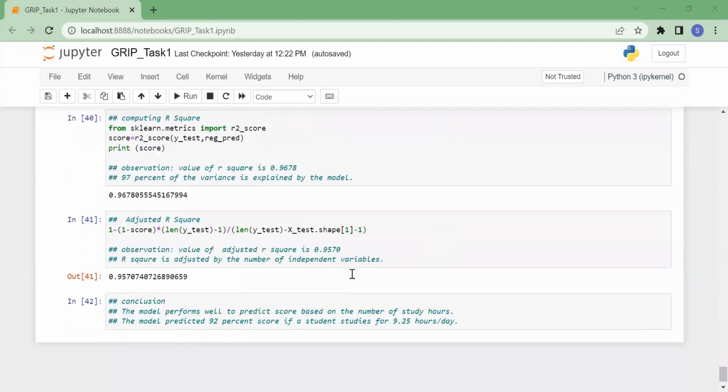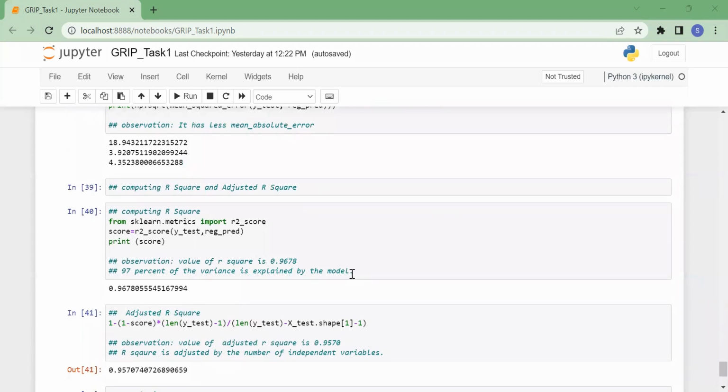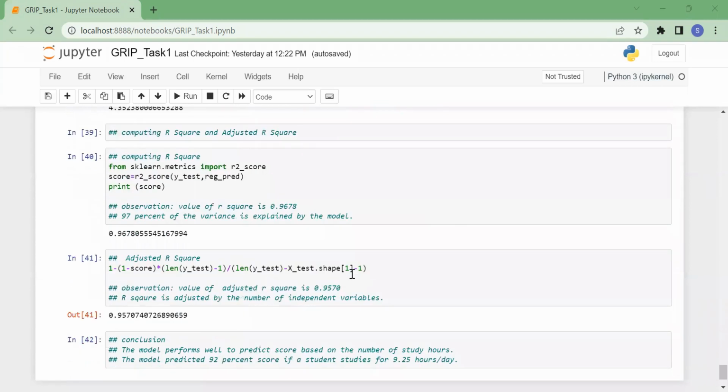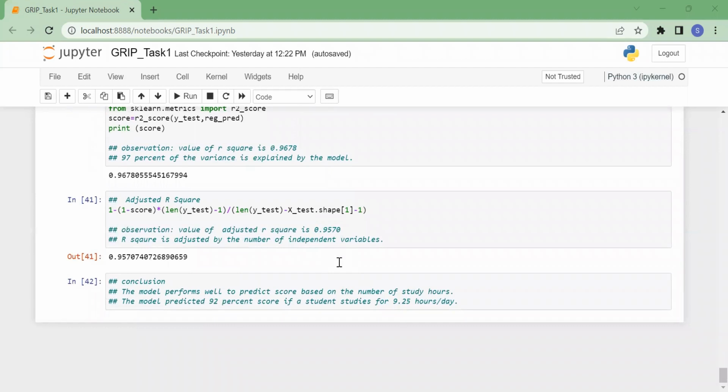I'm computing my R square and adjusted R square. The R square value is 0.96780. This means that approximately 90% of the variance is explained by the model. The adjusted R square is 0.95. The R square is adjusted by the number of independent variables. So we conclude that the model performs well to predict score based on number of study hours.